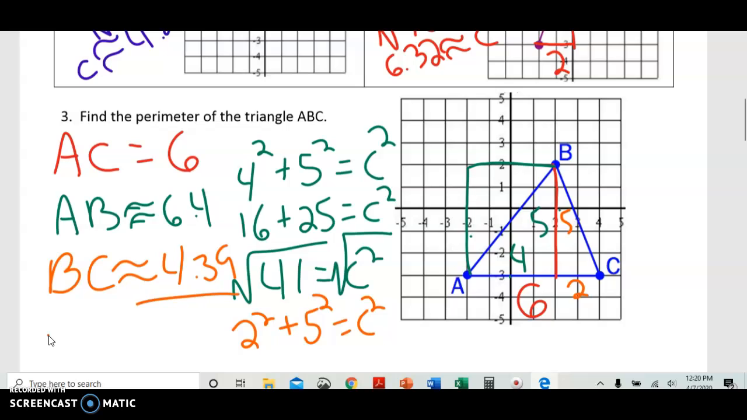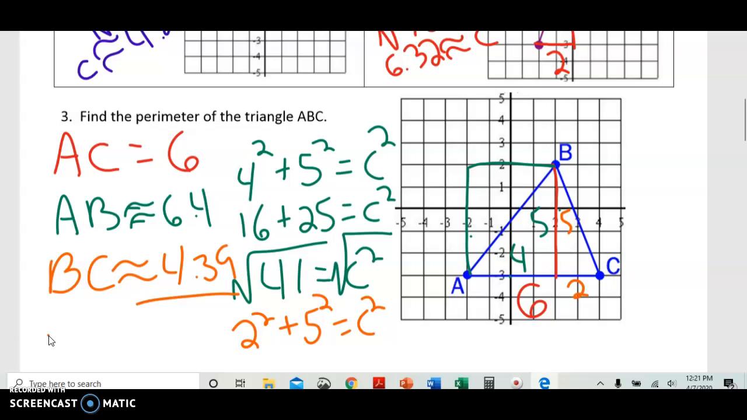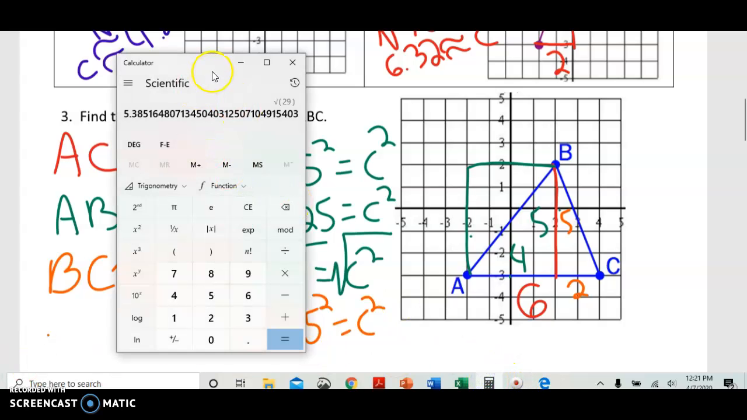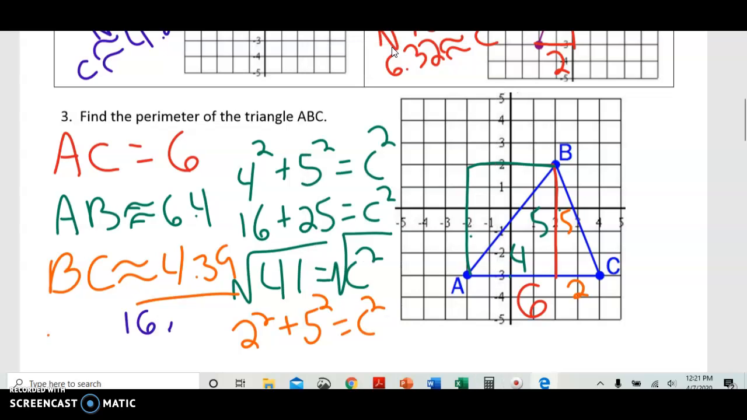All right, now we have all of our sides. So now we can find the perimeter. All right, so we've got 6. I'm going to add them all up because the perimeter, remember, is just the outside shape. So 6 plus 6.4 plus 4.39 is going to be approximately 16.79. We add all of those together. So that right there is going to be our perimeter of the triangle ABC. So really that was a couple of different Pythagorean theorems all in one great big problem there, but I think that you guys are capable of doing that.